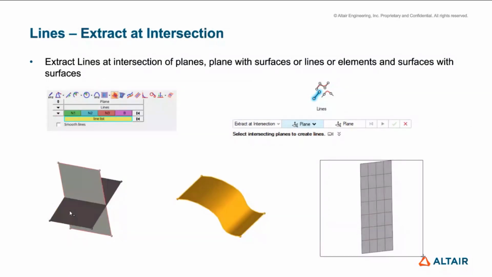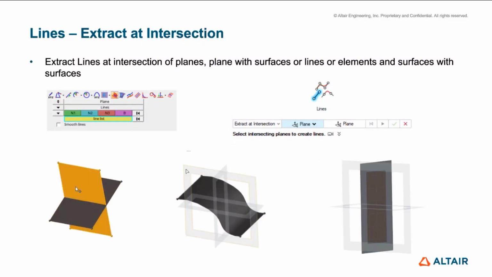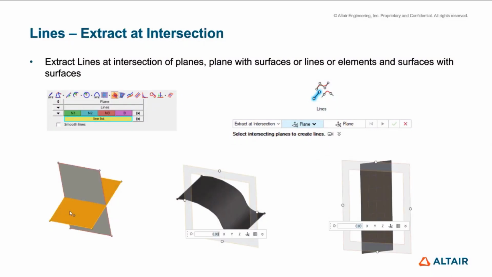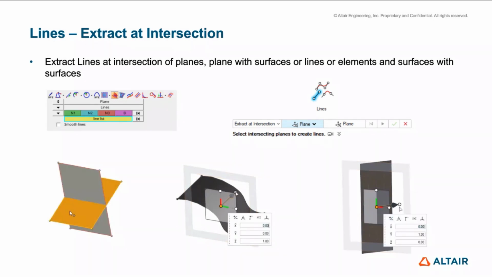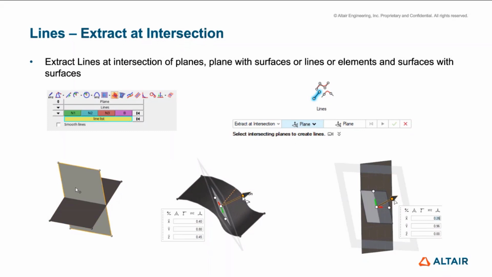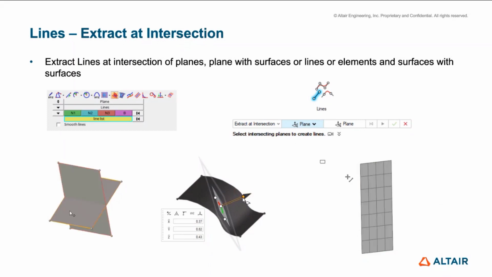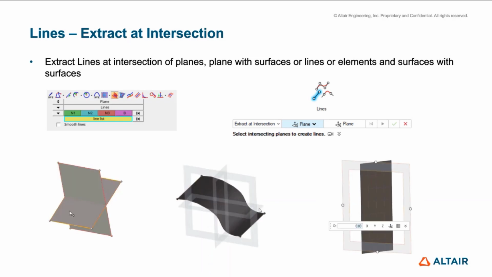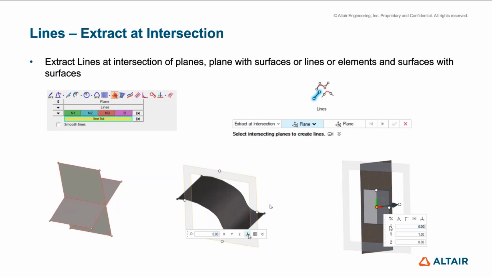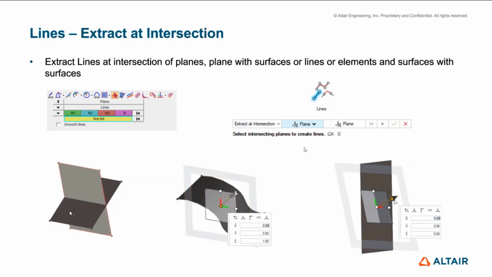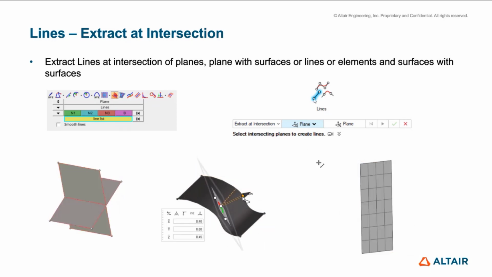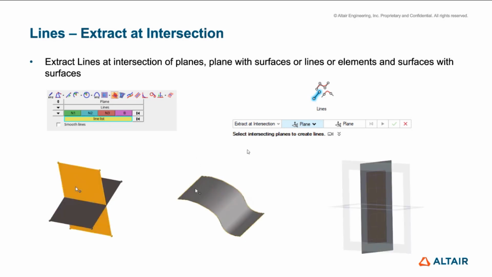The next one is the extraction of lines at intersections. Similar to points and nodes, we also had extraction of lines between two surface intersections, or a surface and a plane, or even elements, as shown in these videos. There is also an extraction of lines with two plane intersections. So that has been added under lines, with a method called extract at intersection.